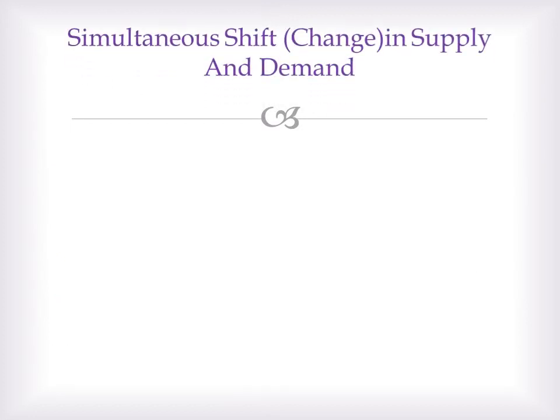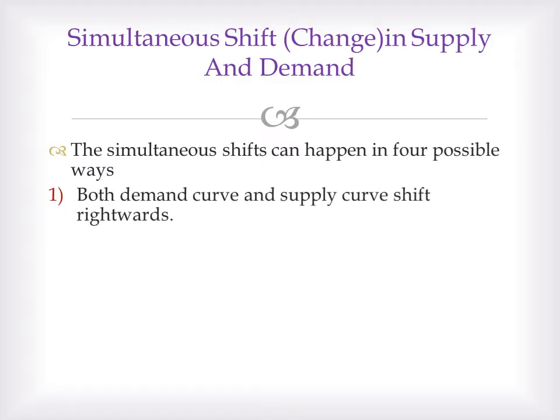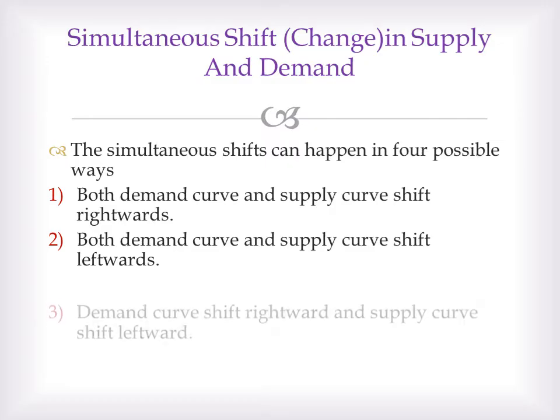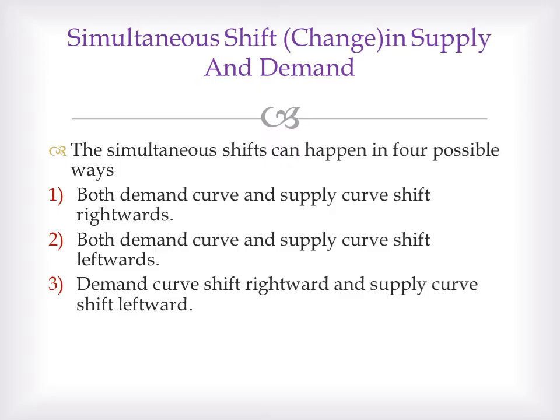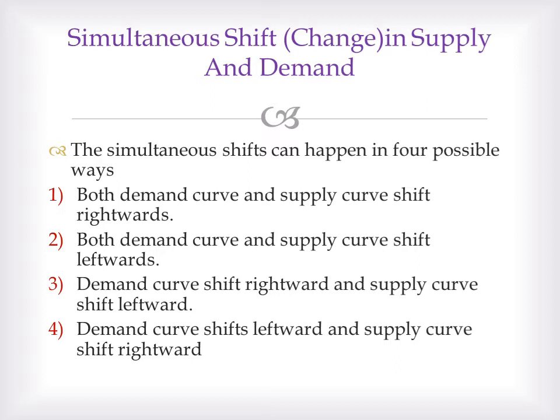Simultaneous shift in supply and demand means that at the same time both the supply curve and demand curve are changing. It can happen in four possible ways. The first is both demand curve and supply curve shift rightwards. The second is both shift leftwards. The third is demand curve shifts rightward and supply curve shifts leftward. The fourth is demand curve shifts leftward and supply curve shifts rightward. So these are the four possible ways in which demand and supply move together.